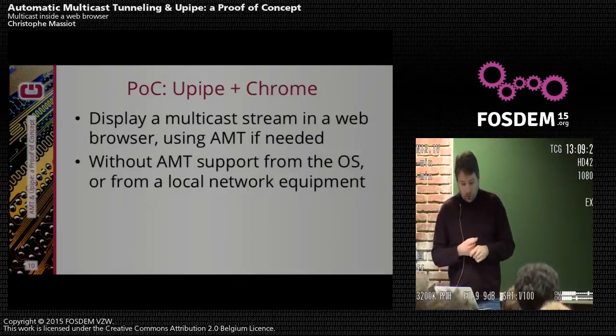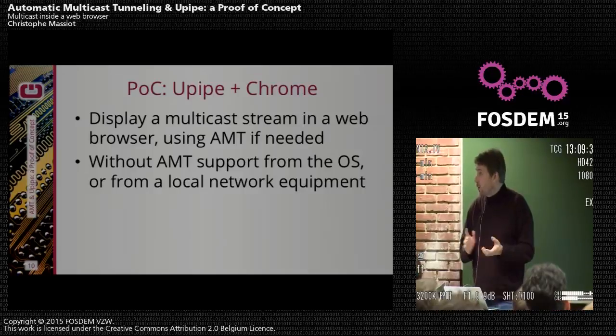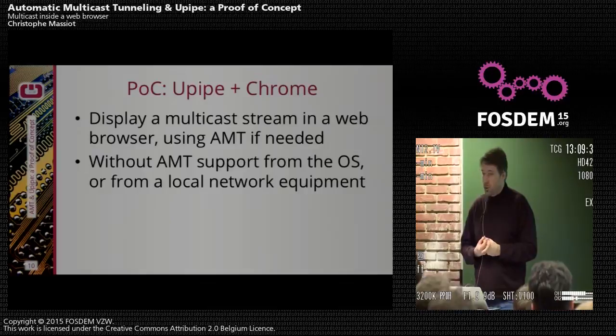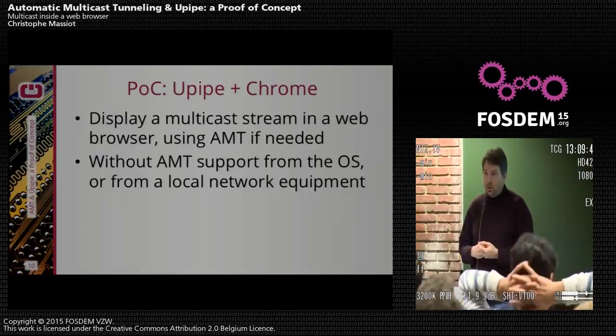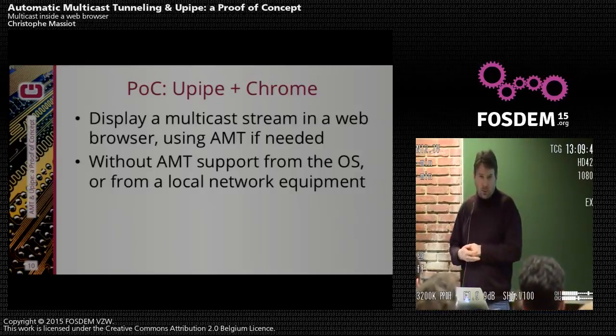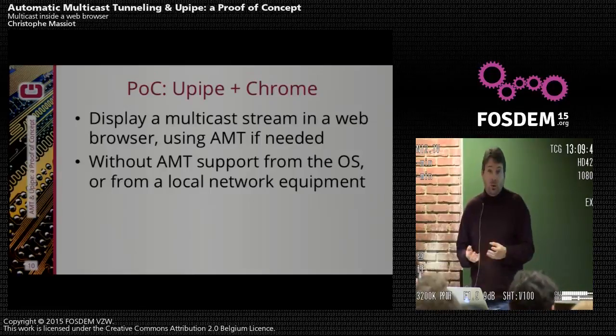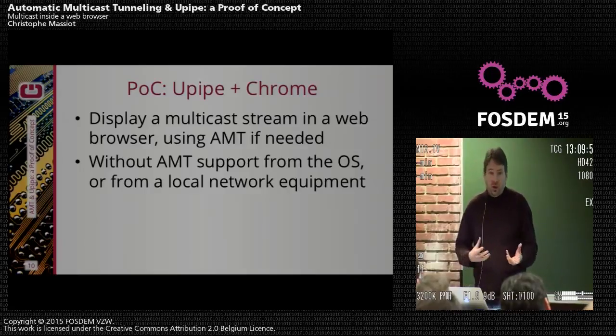So now I turn to the proof of concept that we've tried to do to demonstrate the technology. It's a proof of concept that we've done with the EBU, which is hosting the servers that we use. Also, Cisco has provided a router, and OpenIDN, my company, has also provided a streamer and some code. The proof of concept was to be able to display a multicast stream in a web browser using AMT, switching to AMT if needed, without having AMT support in the OS or in the network, because that would be cheating.